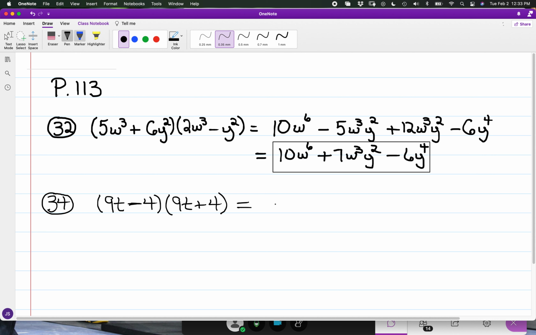So first of all, we have 9T times 9T, so this would be 81 T to the second. And for the outside product, you have a positive 36T. Inside product, this would be a negative 36T. And for the last product, we come out to negative 4 times 4, which would be negative 16. And in the result, the outside and inside products cancel out. And so in the output, we come down to 81 T squared minus 16.